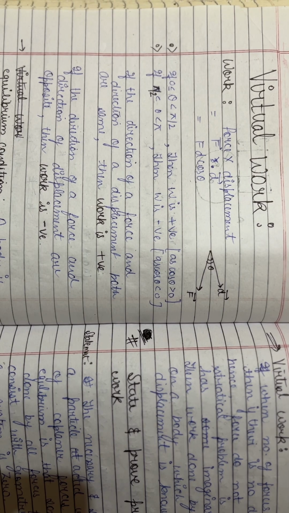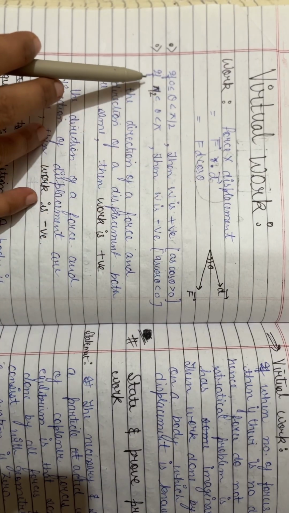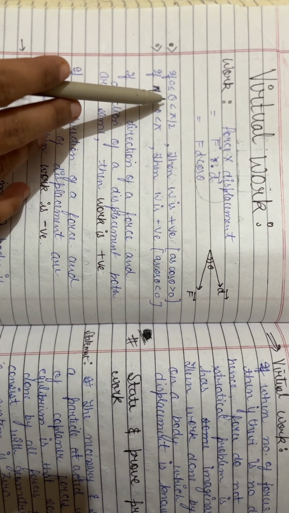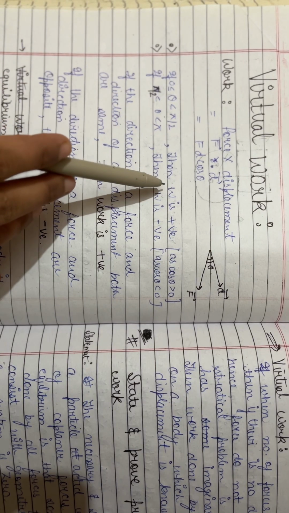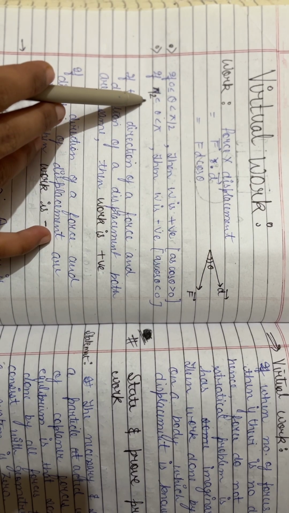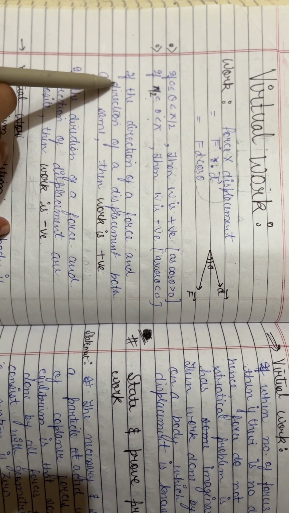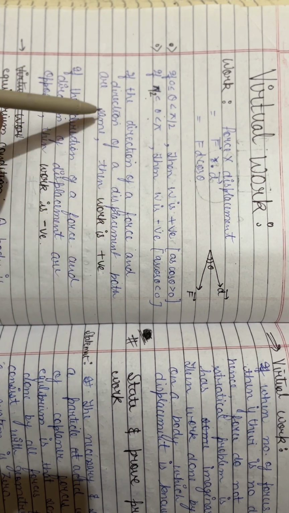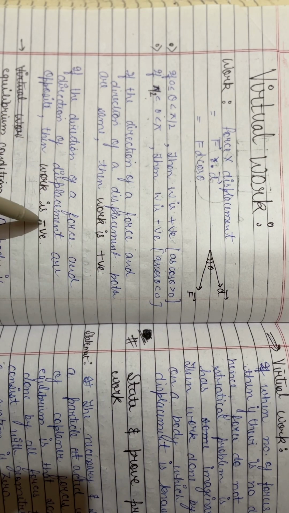So, firstly we will know what is work. We all know that force into displacement is known as work, and we write it as Fd cos theta. There are conditions: if theta is less than 90 degrees and greater than or equal to 0, then the work done is positive, and if theta is greater than 90 degrees and less than 180, then the work done is negative. If the direction of force and direction of displacement are both the same, then work is positive, and vice versa.